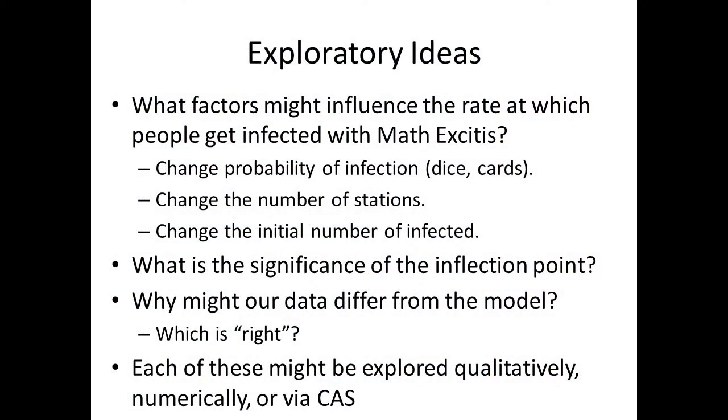Once they have this model, this gets into the ideas of discussions that you might have. And I tend to do this through writing exercises where I want my students thinking about how to present their information. But questions like, what factors influence the rate at which people get infected? So you could change the probability of infection. I mean, obviously with coins, we're sort of stuck with a 50-50. But you could use dice, you could use cards, you can use pass the pigs. There's lots of different ways that you can come up with ways to get people infected.